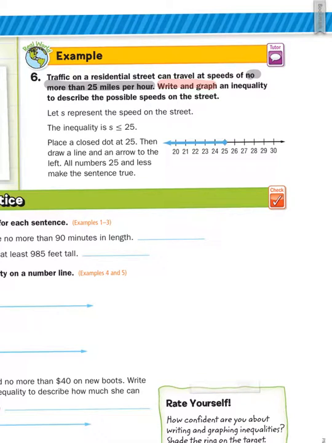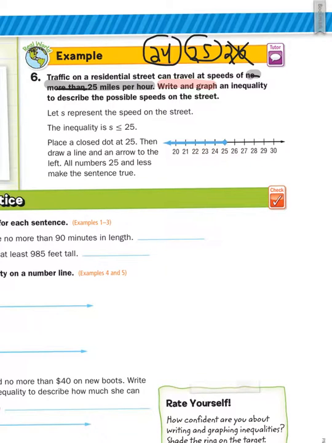So you have to do both to describe the possible speeds on the street. First off, to write an inequality. This is a tricky one because it says no more than 25 miles per hour. So I'm going to go back to my good old trick where I write the three numbers: 25, 26, and 24. That's going to help me think of what no more than means. How about 26? Is that more than 25? Yes. No more than 25 means it cannot be more than 25. That means it can be 25, and it can be anything less than 25.